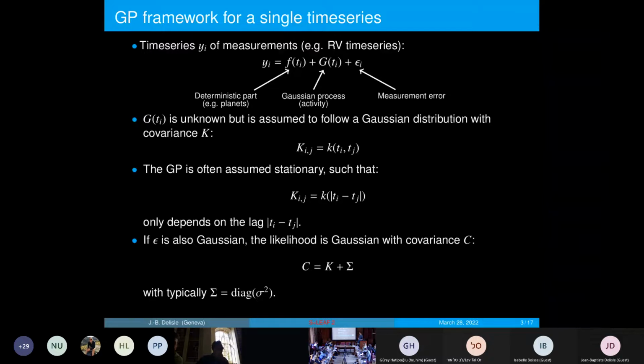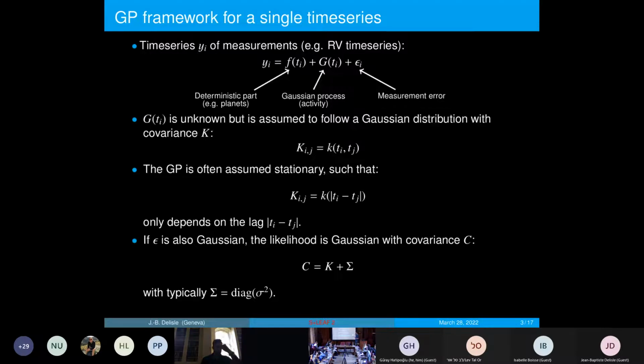We don't know exactly what the time series of the Gaussian process is, but we assume it to follow a Gaussian distribution, with a given covariance, which depends on the kernel we choose for the Gaussian process. So the Gaussian process is usually assumed to be stationary, which means that the kernel only depends on the time lag between two measurements. So the covariance only depends on the time lag between two measurements.